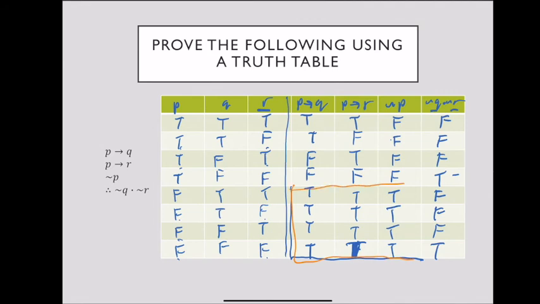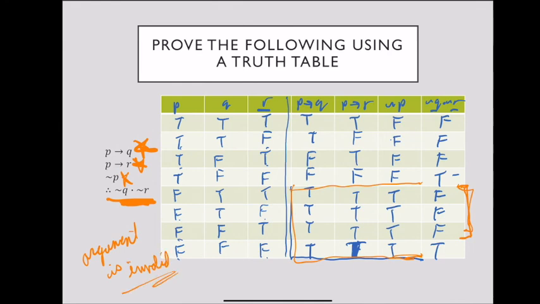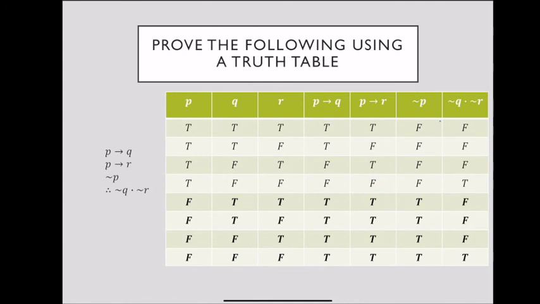But there's a problem. The problem is that whenever P implies Q is true and P implies R is true and not P is also true, that's these four rows, it doesn't always seem to be the case that we have not Q and not R. So this argument, because we got some falses, we didn't get all trues, this argument is invalid. And you can see that here, I have all the answers because whenever all of our stuff was true, we got some falses. That's bad news, bears. So it was an invalid argument.